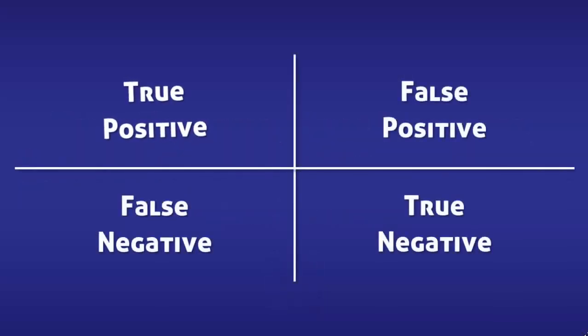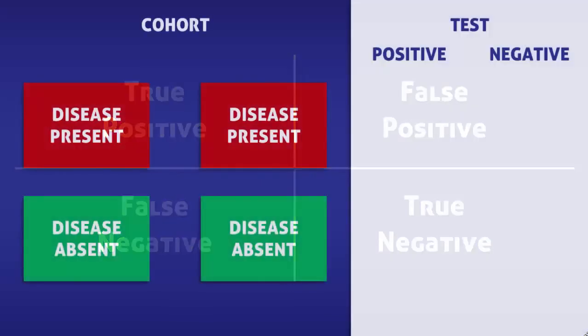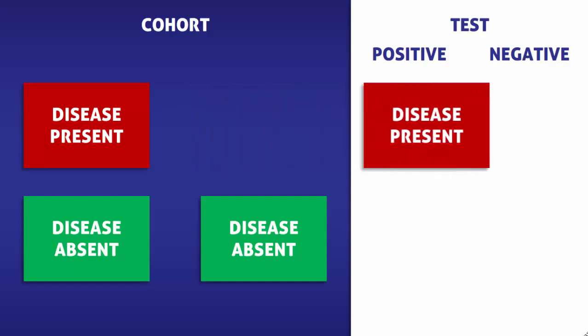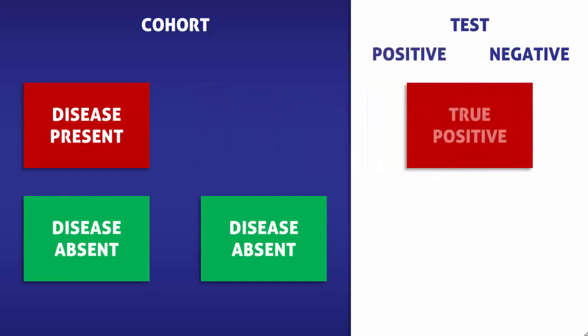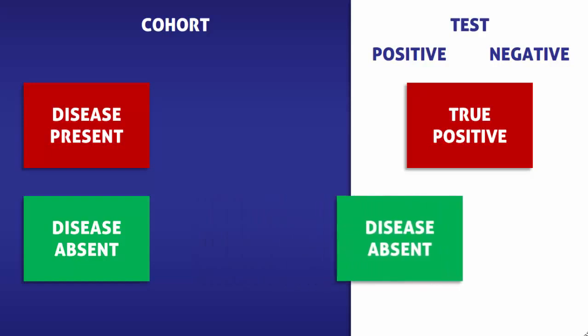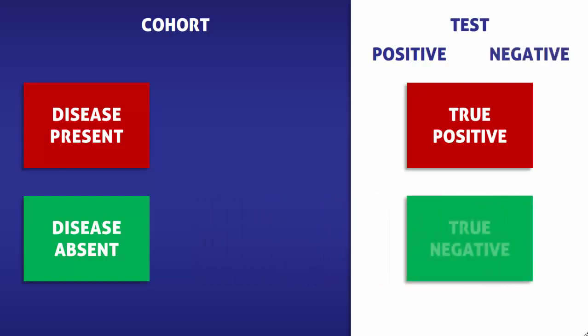These are the four terms that are used to describe a patient in regards to the presence of a condition or disease and the result of a medical test. When the disease is present and the test is positive, the case is considered a true positive. And when the disease is absent and the test is negative, the case is considered a true negative.